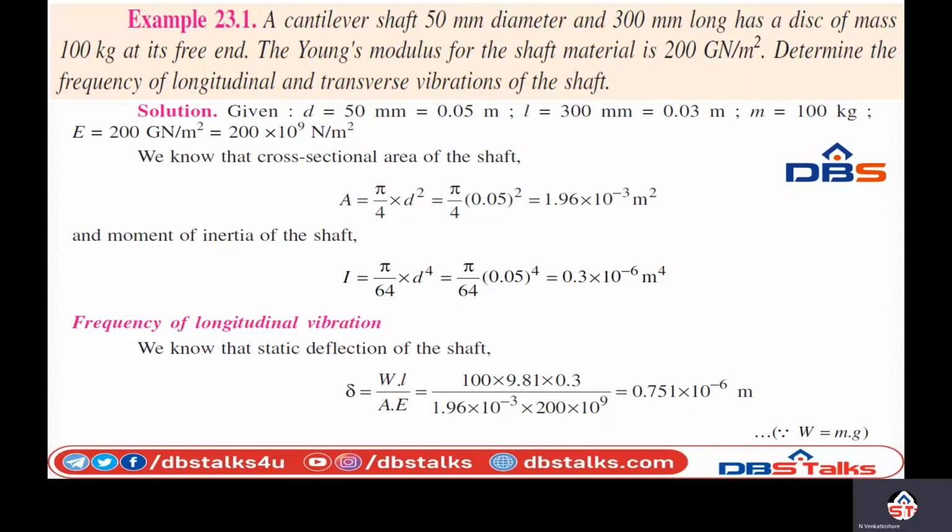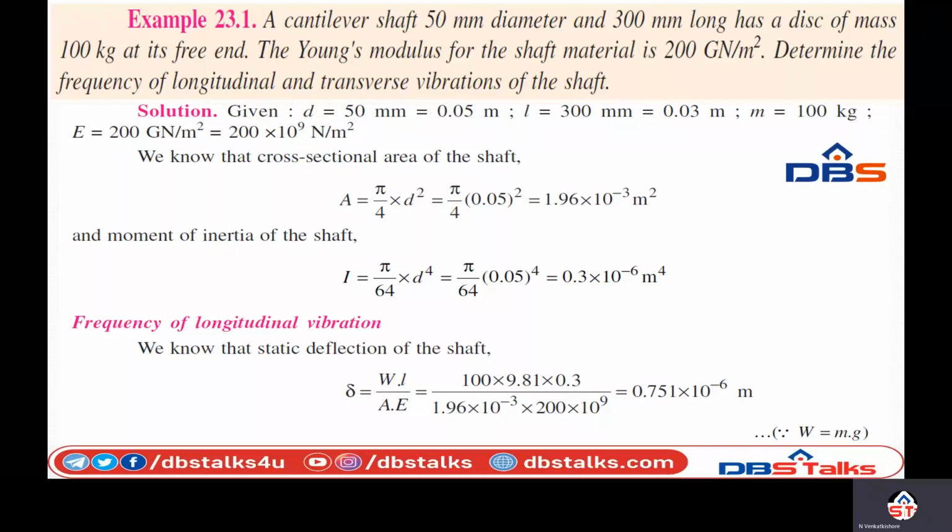So by substituting the given data: D is equal to 50 mm and L is equal to 300 mm, so we can convert these to meters, since Young's modulus is in meters notation, and M is equal to 100 kg, E is equal to 200 giganewton per meter square. Giga means 10 to the power of 9. So find out the longitudinal vibrations.